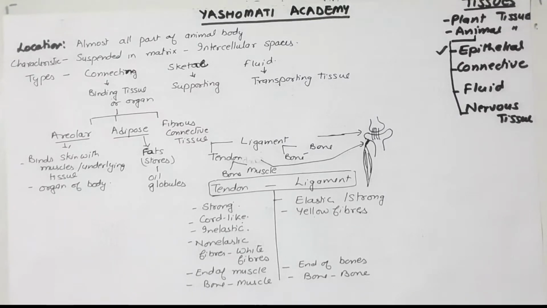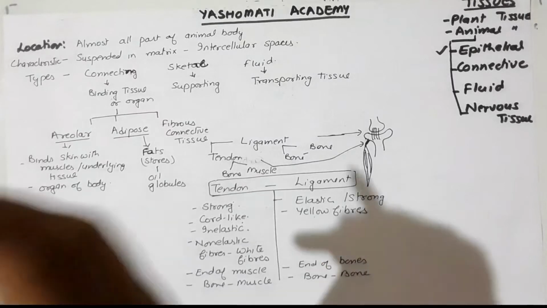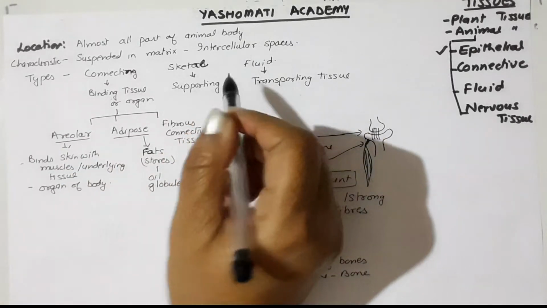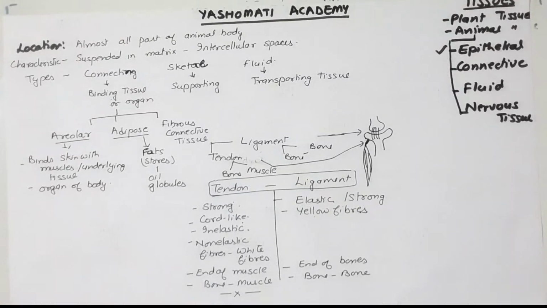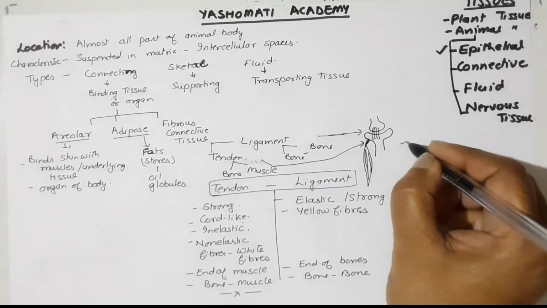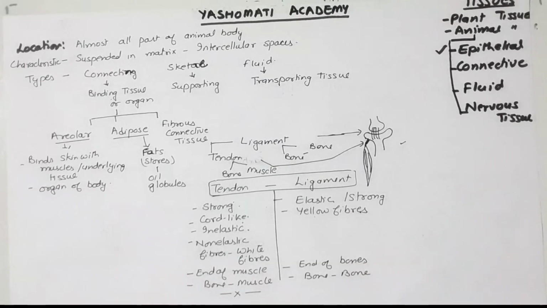The next type of tissue that we will be discussing is skeletal tissue, and that we will take in the next class. Till that time you can make a chart of the differences between tendon and ligament, and you can also try drawing this figure in your notebook so that you remember the location of fibrous connective tissue.